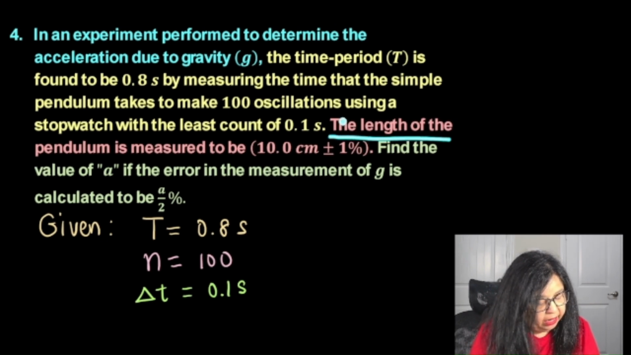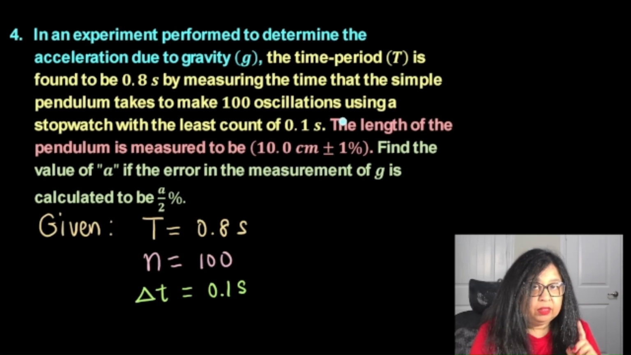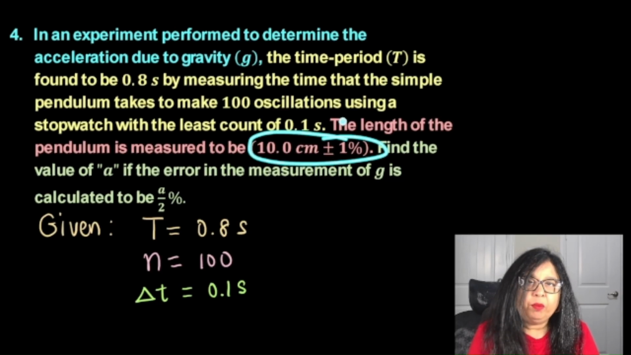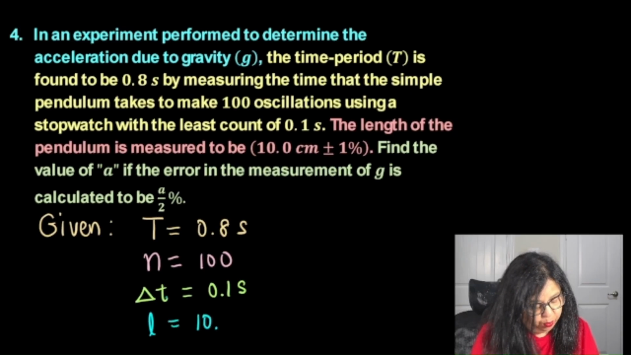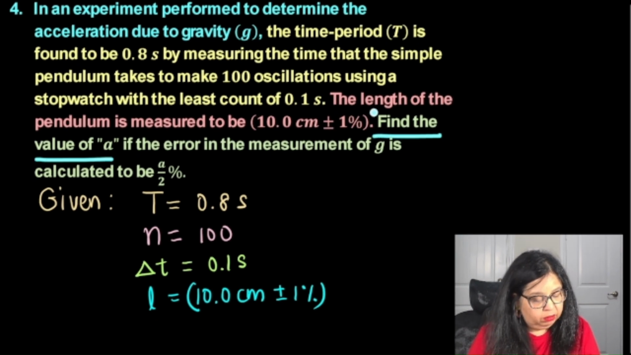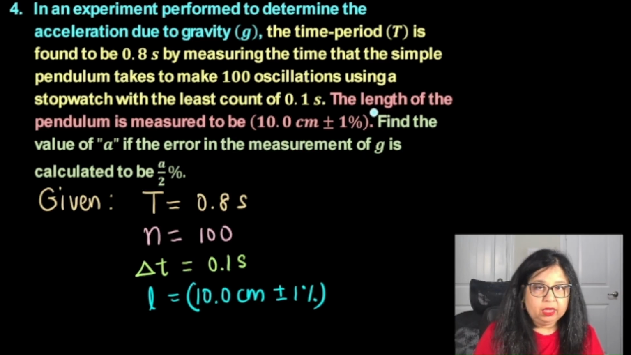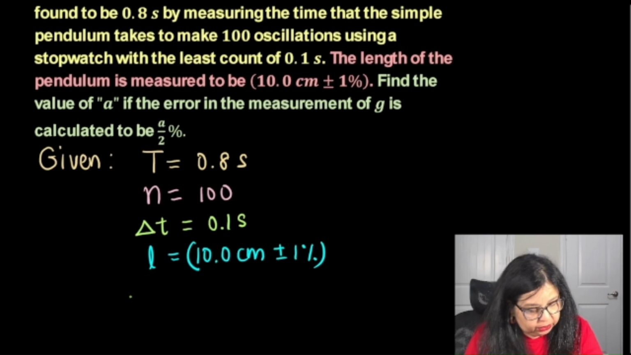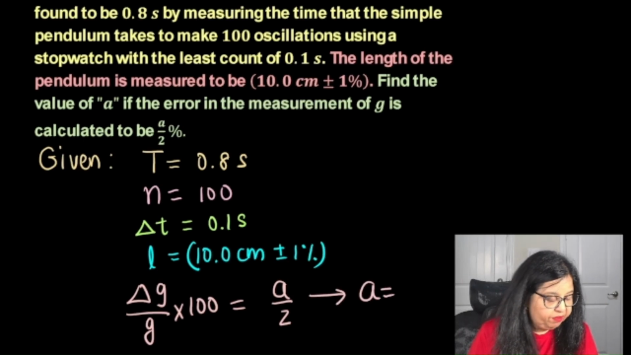Okay. Then we are told the length of the pendulum is measured to be 10.0 centimeters plus minus 1%. Now this time, this is given in a different kind of format. We're going to see what it means. Let's write it down first. The length L of the pendulum is 10.0 centimeters plus minus 1%. All right. Then we are told find the value of A if the error in the measurement of g is calculated to be 0.5%. That means delta g over g times 100 is given to be A over 2. From this, determine the value of A.